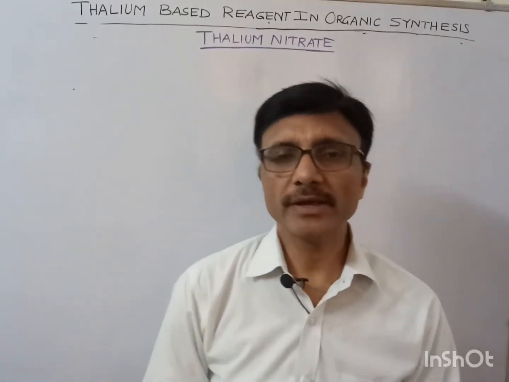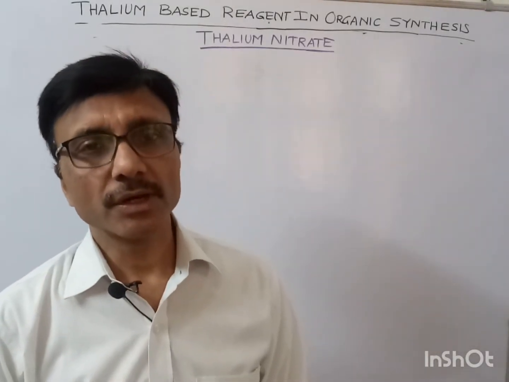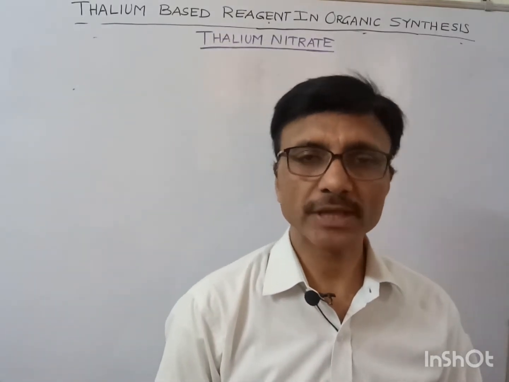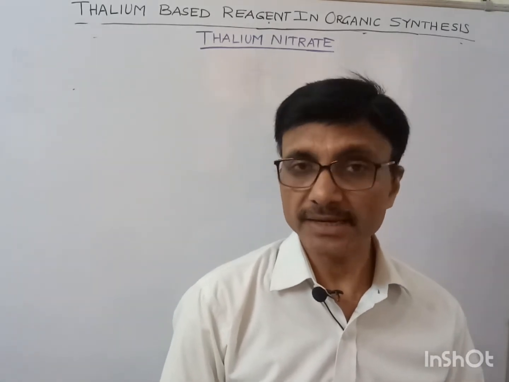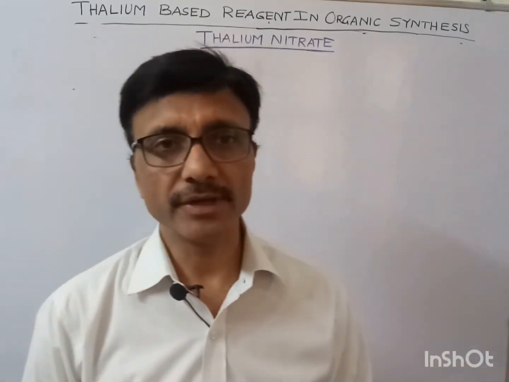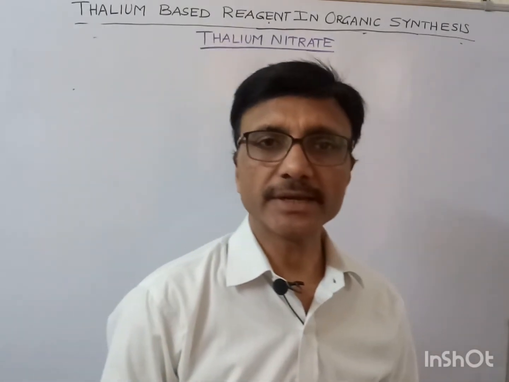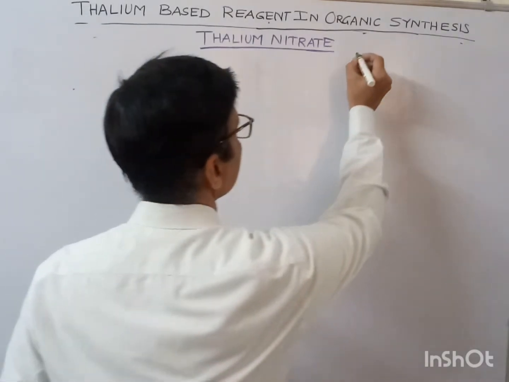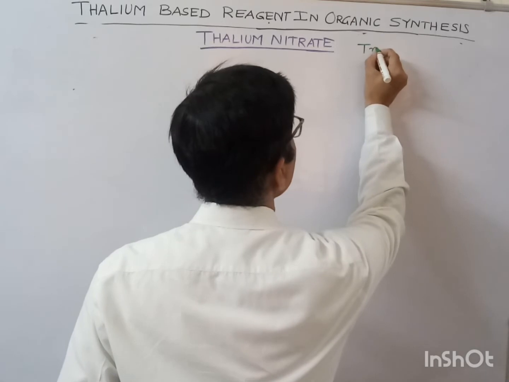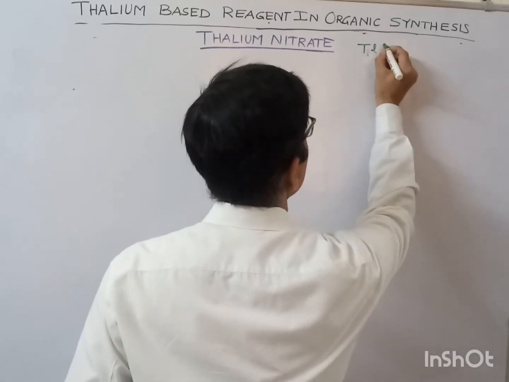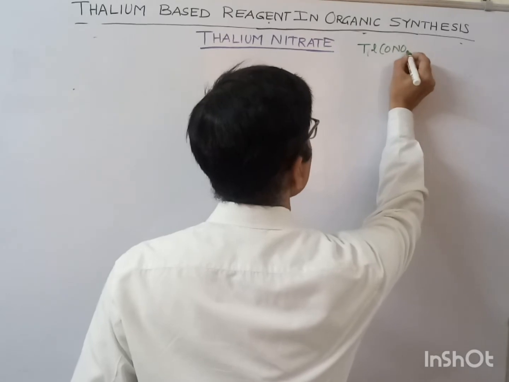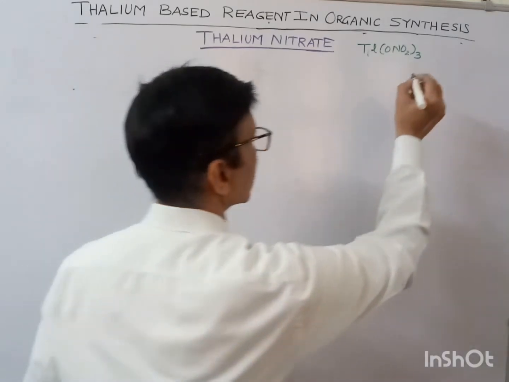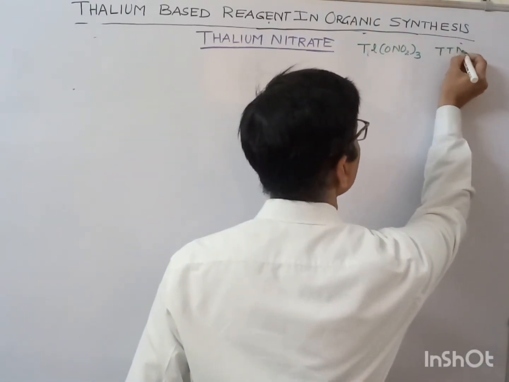Hello students, so today in this lecture I will tell you the use of thallium as a reagent in organic synthesis. Thallium nitrate can be used as a reagent or as an oxidizing agent in organic synthesis. Thallium nitrate or thallium trinitrate can be used as an oxidizing agent in organic synthesis, and in short form it can be written as TTN.